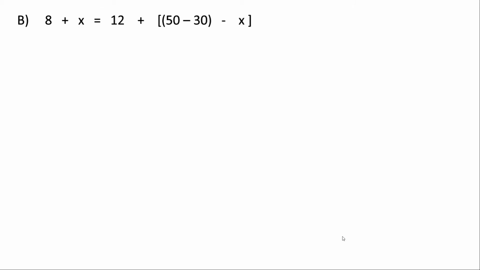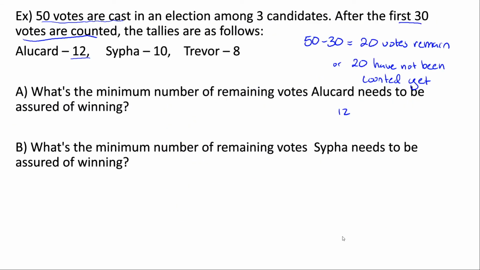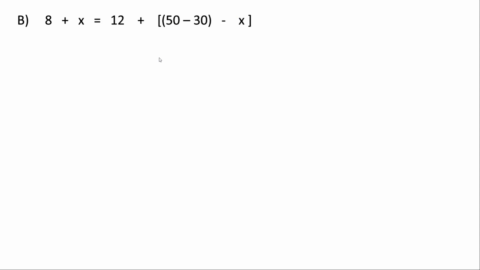So now we'll look at part B. Part B was asking what's the minimum number of remaining votes Saifa needs to win now. So if we go up here, we see she has 10 votes. When we set this up, okay, that was a mistype, so this should be 10 instead of 8 here. Anyway, in setting this up, this is the number of votes Saifa has. And she was not in first place, so we need to put her against whoever is in first place. So the 12 votes up here is the number of votes the first place candidate has.